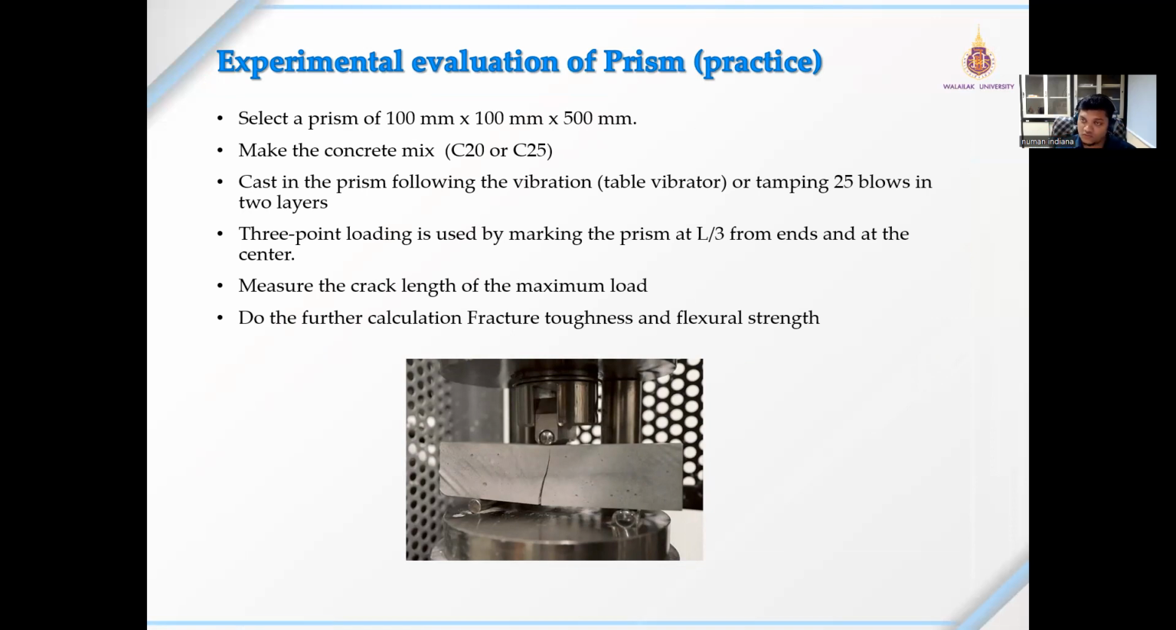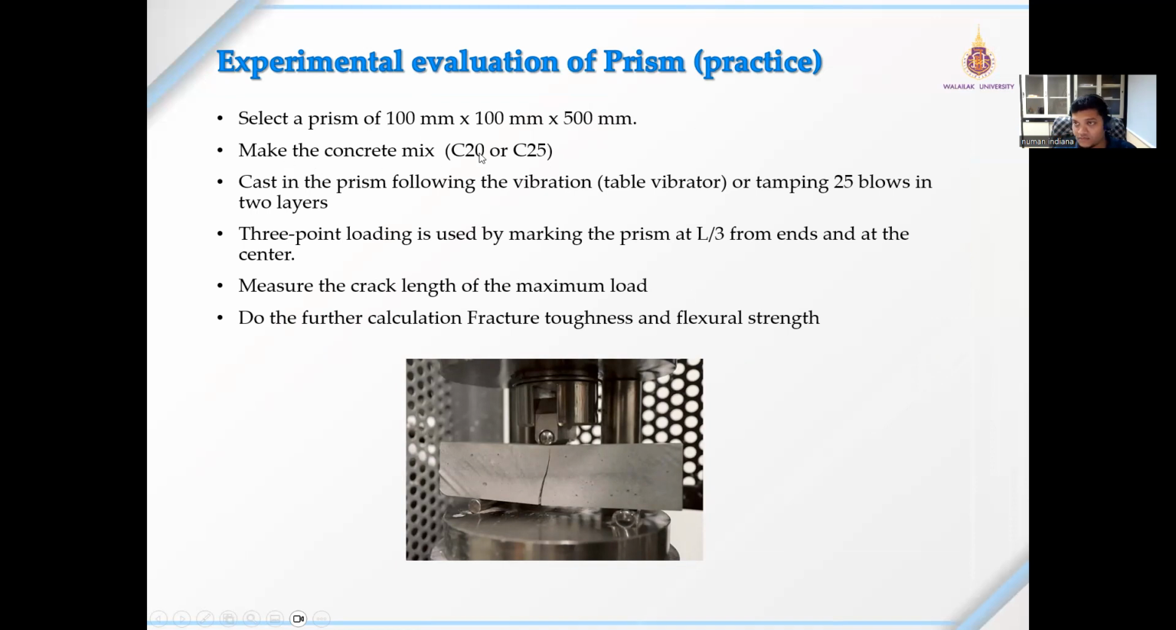So the slide which I showed you before regarding the pull out of the specimen is applicable when the stress is applied in the vertical section. But here in laboratory, we will do the testing of the prisms, which is a beam with a horizontal alignment and 3-point loading on it. So we will select a prism. We call it a prism, which is of 100 mm by 100 mm by 500 mm.